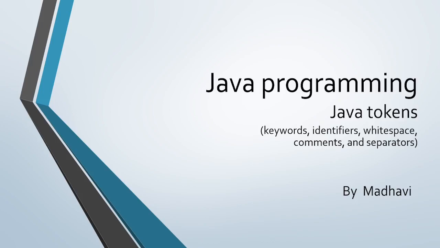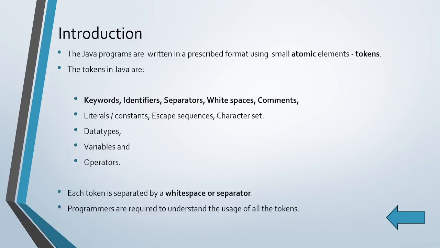In this video, I'll be explaining some of the Java tokens. Any programming language provides tools to take input, to use the processor, to store intermediate results, and to display output in the form of small atomic elements which are known as tokens. These tokens are understood by the compiler of that particular language. With the help of tokens, programmers write programs. Java programs are also written in a prescribed format using small atomic elements, which are known as tokens.